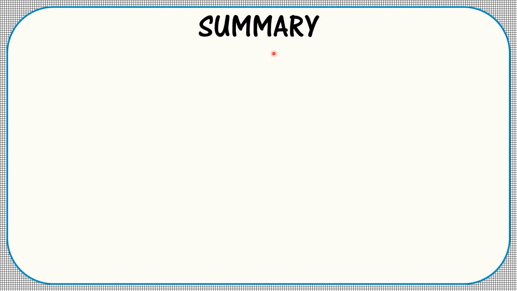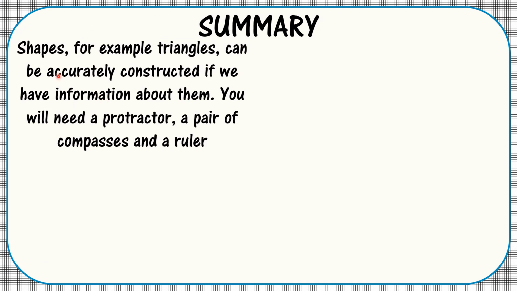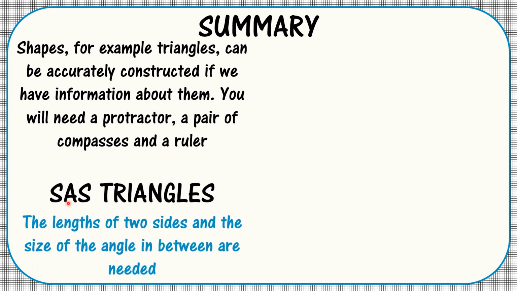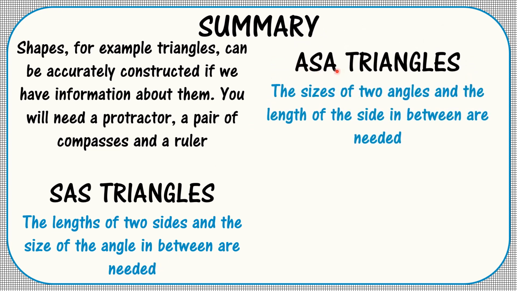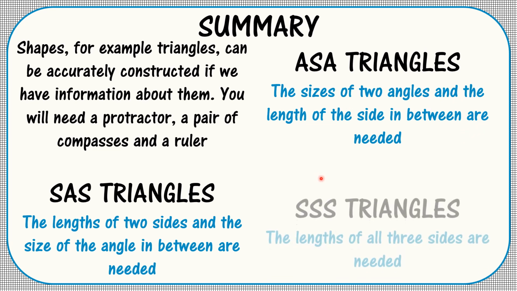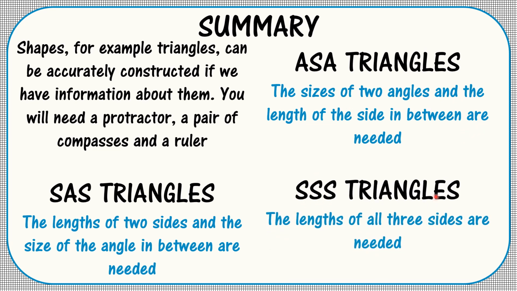So this is a summary of what we have gone through today. We have gone through what construction is. So shapes, for example, triangles, can be accurately constructed if we have information about them. You will need a protractor, a pair of compasses, and a ruler. We have gone through SAS triangles, so side, angle, side. The length of 2 sides and the size of the angle in between are needed. The next type of triangle we went through are ASA triangles, so angle, side, angle triangles. The sizes of 2 angles and the length of the side in between are needed. The final type of triangle we went through are side, side, side triangles. The length of all 3 sides are needed.